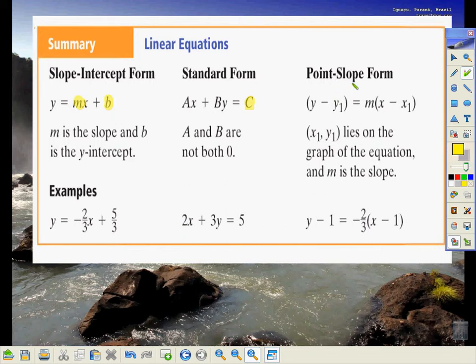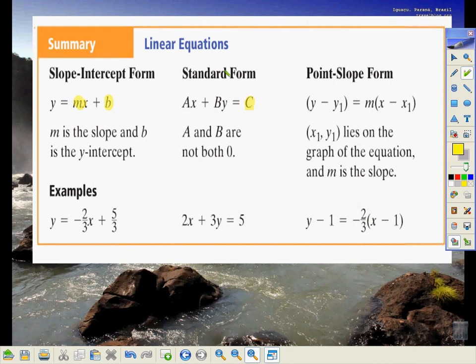Finally, point-slope form, which is the last thing. Again, you need the point and you need a slope. Pretty straightforward again, x1, y1 lie on the graph somewhere. m is your slope. You just plug it in. So again here, the point looks like it would be 1, 1. Remembering that the subtraction sign in both parentheses here actually changes the sign. So this is actually positive 1 and positive 1. So x is 1, y is 1, and your slope is negative 2/3.